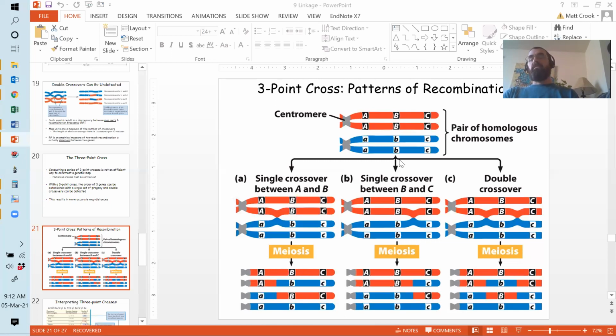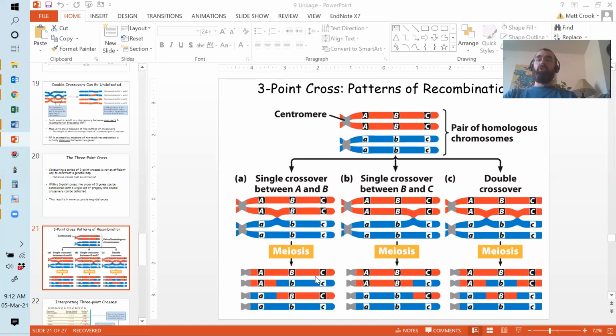Now you get another type of single crossover, right? These are going to be between B and C, and the same applies here. Everything will be the same, A and B, but in the recombinant, B's and C's will be swapped. You'll get a different combination from what you see in the parent. Those are the two single crossover events.